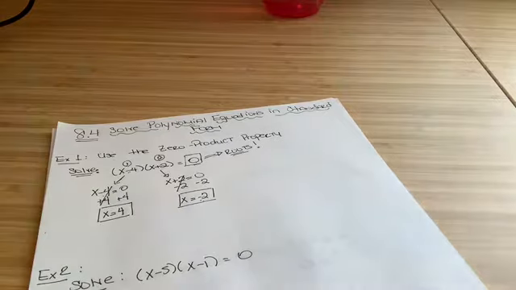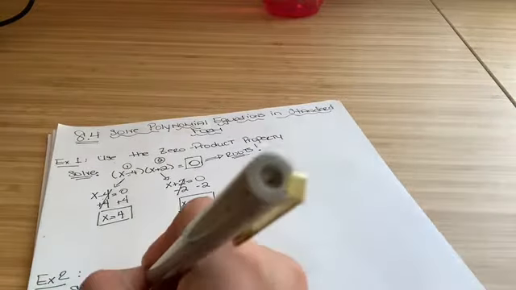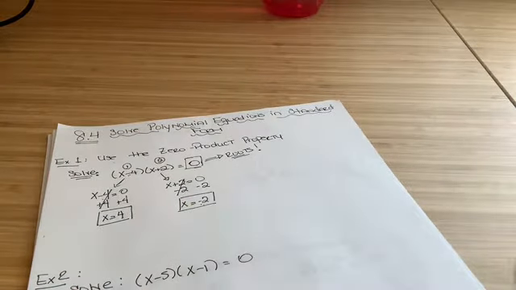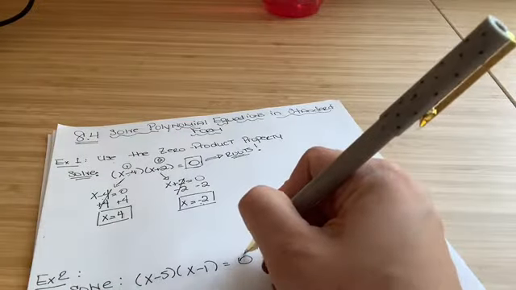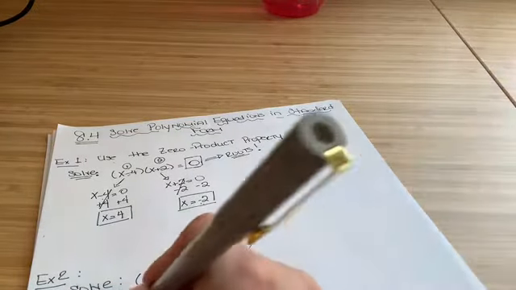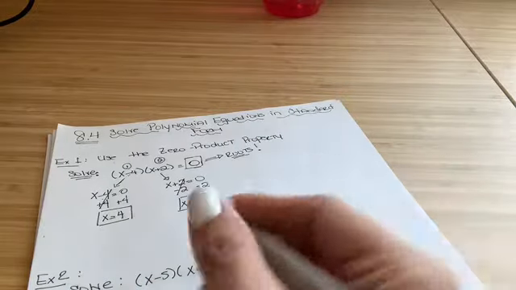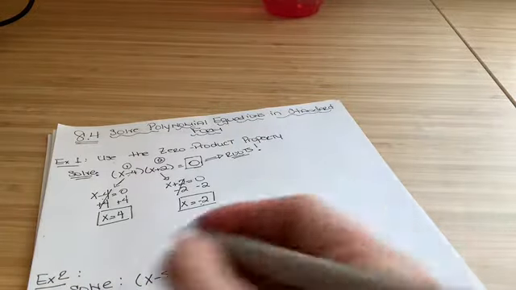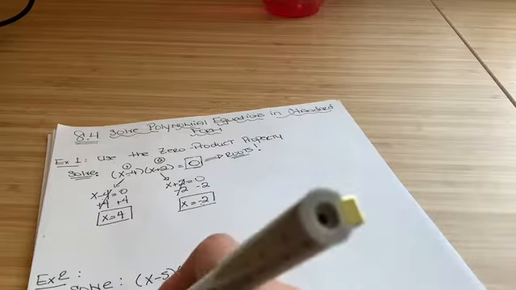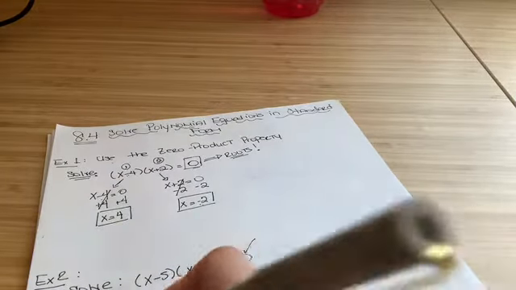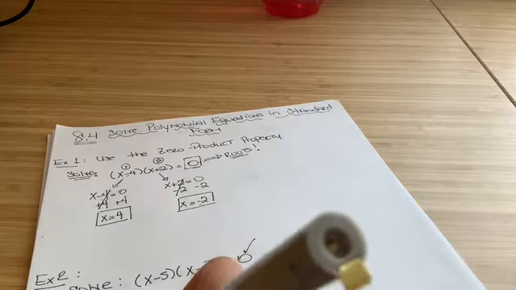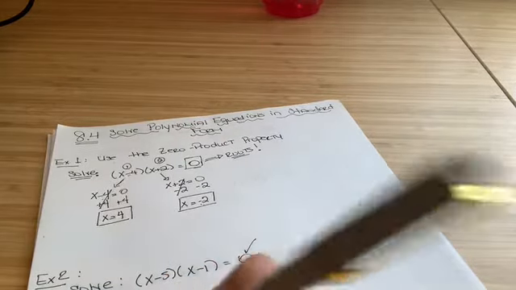So example 2 is very similar. It's pretty redundant. So take your first binomial, x minus 5. It is equal to 0, so this is a go. The inverse of minus 5, you know, is plus 5, and plus 5 here as well. These cancel out, so your first root is x equals 5.